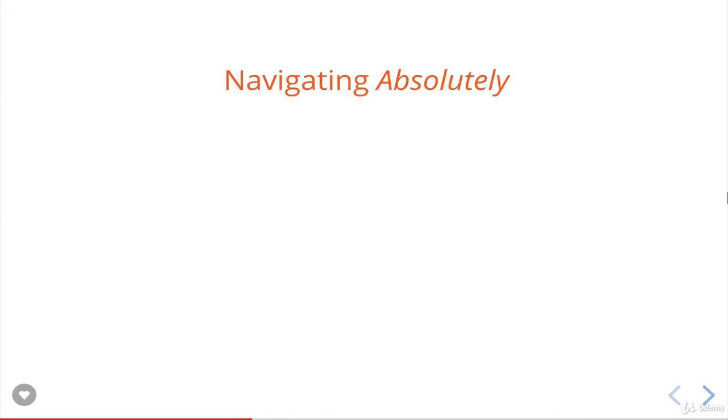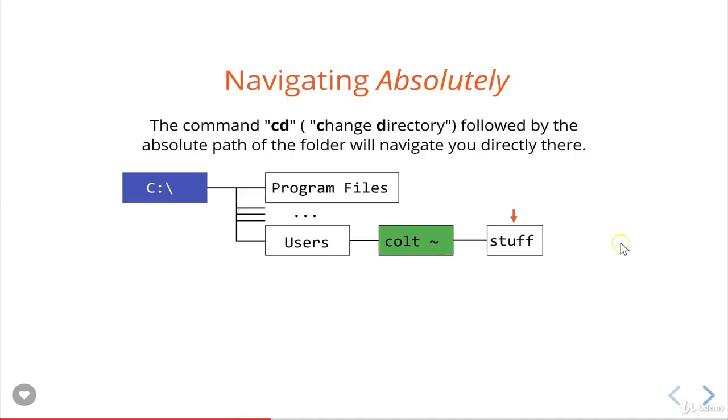Hey, welcome back. In this video, we're going to look at a command called cd, which stands for change directory. This is how we can move both forward and backwards through our file and folder structure using the command line. So if we have this same folder structure where we have our root directory and then a users directory and then cult directory, which is the home directory, inside of that there's another folder or directory called stuff.